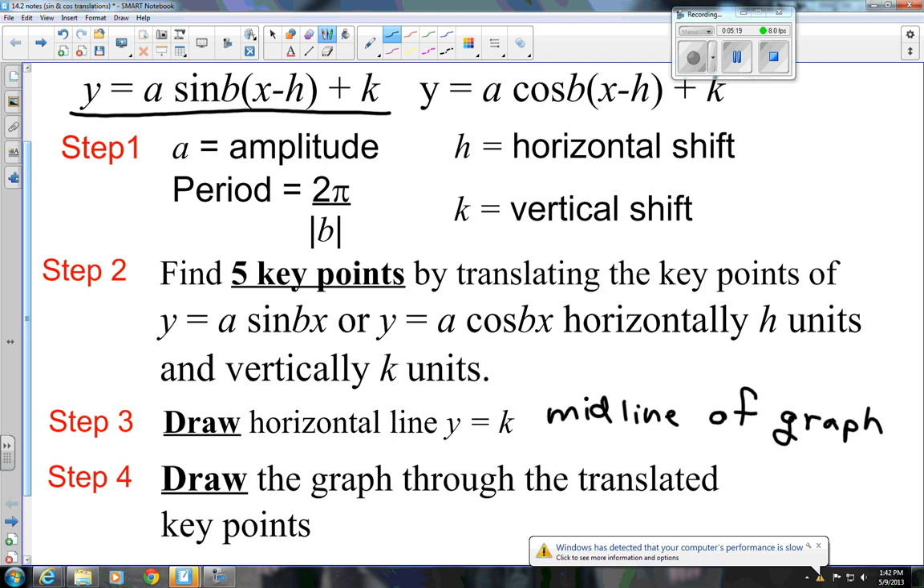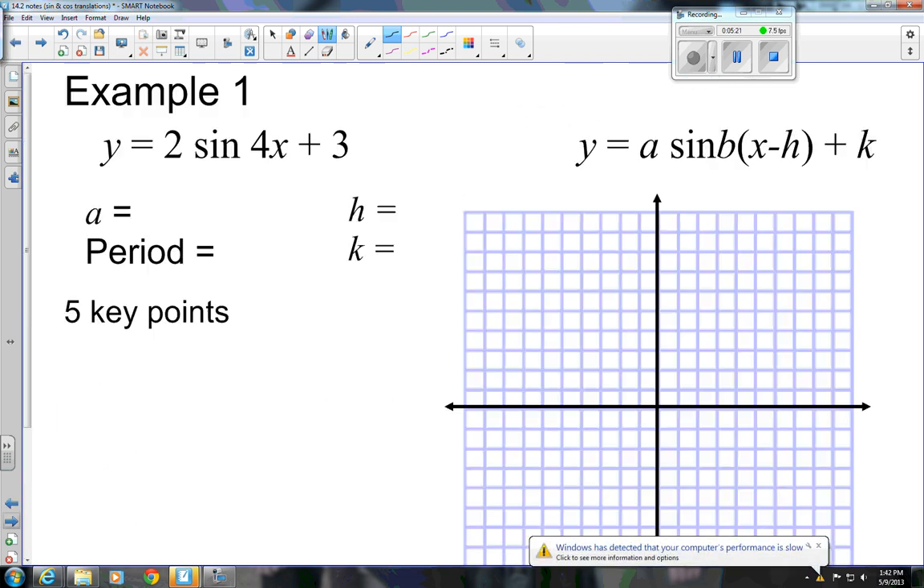You ready? Let's look at a couple examples. Okay, y equals 2 sine 4x plus 3. Off here on the side, I wrote the general form of the equation: y equals a sine b times x minus h plus k.